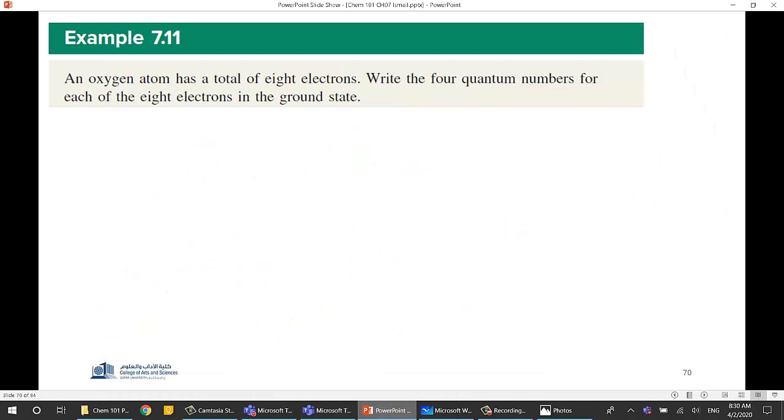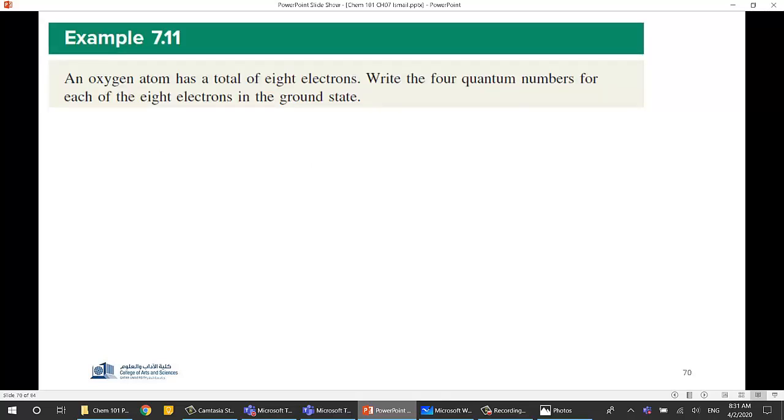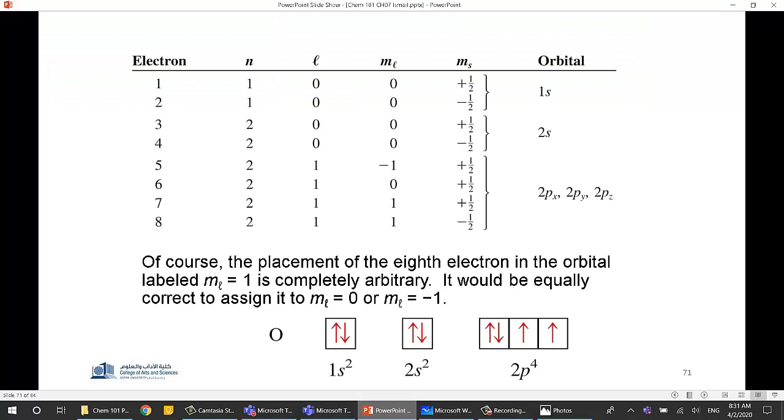An oxygen atom has a total of 8 electrons. What are the 4 quantum numbers for each of the 8 electrons in the ground state? Well, this question is time consuming, but you start with writing the electronic configuration of oxygen, which is 1s2, 2s2, 2p4. And these are the electrons, the first one, second one, third one, and so on. And then you think about it.